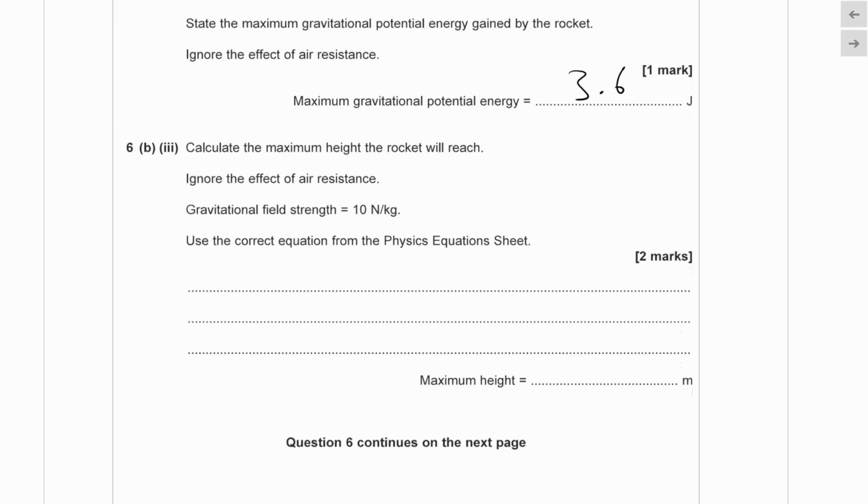And so part 3, calculate the maximum height the rocket will reach. Ignore the effect of air resistance again, and we've got our gravitational field strength as 10 newtons per kilogram.